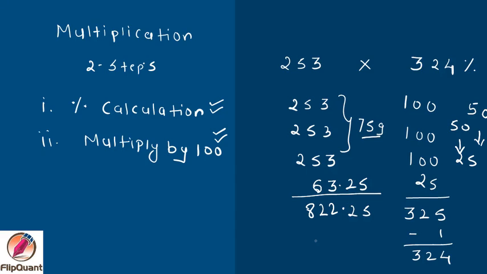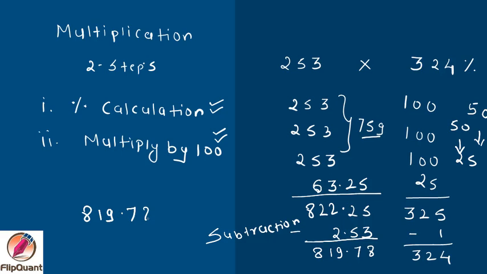Now I have to minus 1%. Now 1% is 2.53. So 822.25 minus 2.53 gives around 819.78. Now this is the subtraction. There would be a separate video for the subtraction, which you have to refer to. Okay, so this is your answer, 819.78. You have to multiply it by 100. So the final answer you get is 81978. So this was the biggest multiplication calculation which we did today, where we calculated the percentage and then ended up with the answer.